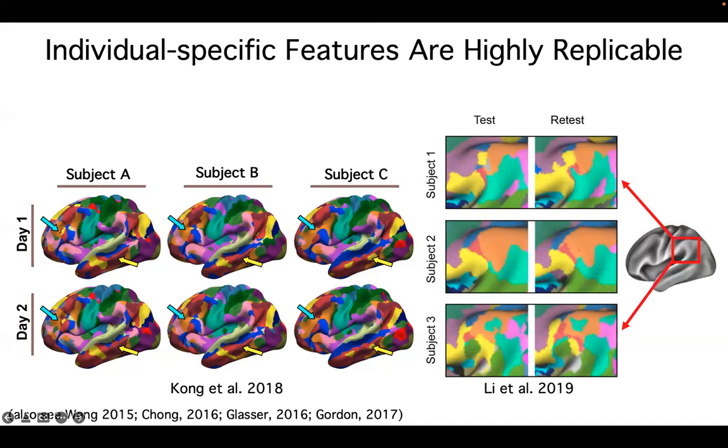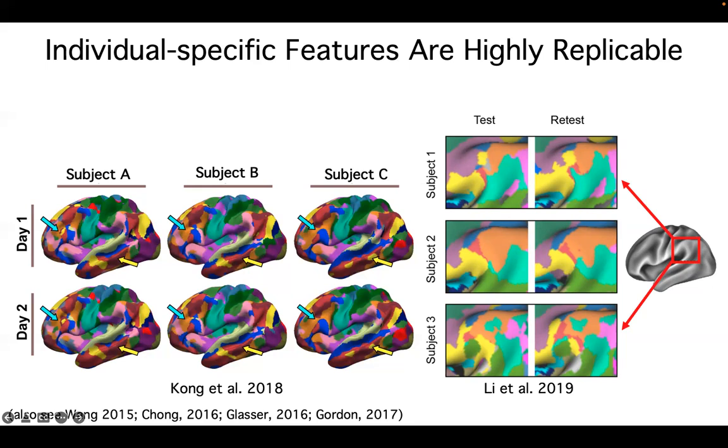Area-level parcellations also show highly replicable features across sessions. This figure shows individual-specific area-level parcellations of 3 subjects from Lee 2019. Each row corresponds to 1 subject. The first column is test sessions, and the second column is the retest sessions, estimated independently. But are these individual-specific features real?